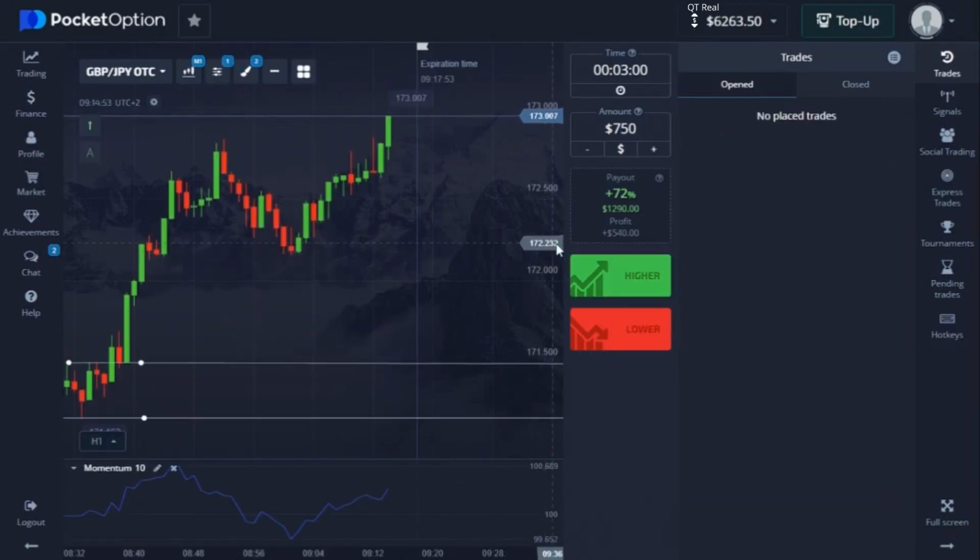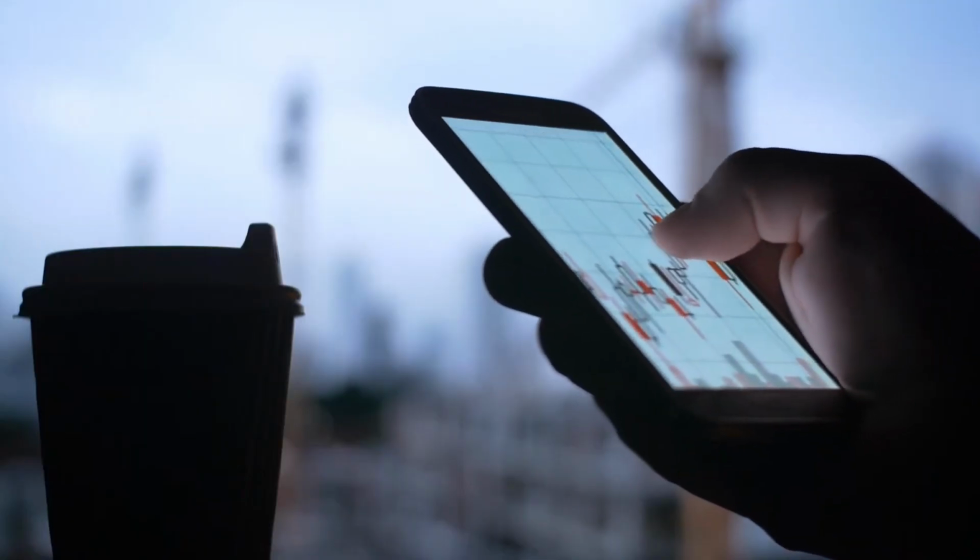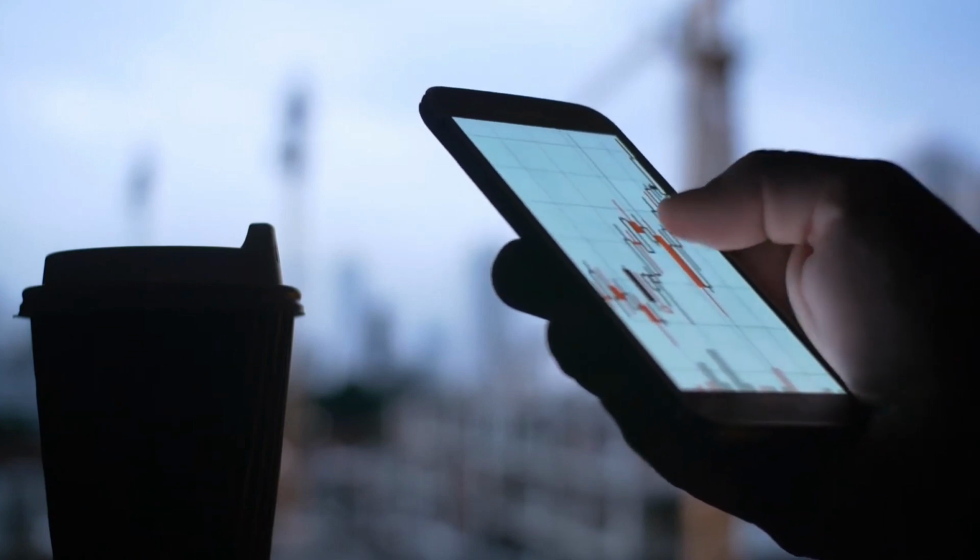Wow, that last trade was pretty solid, and I mean that's how easy it is to trade the break and retest strategy. If you stick to the rules and you do exactly what I showed you, you can make a lot of money.